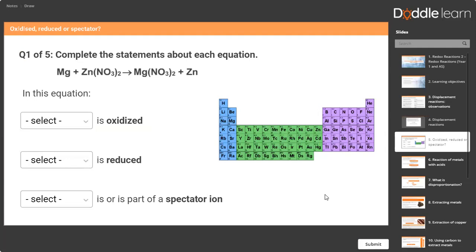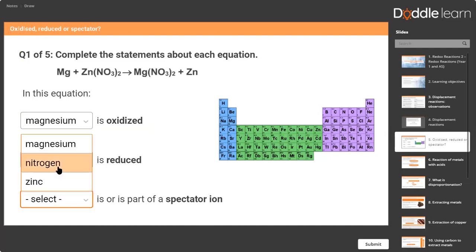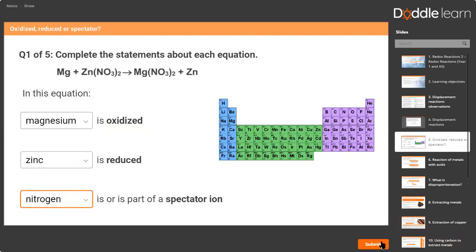So let's have a look at these then. We need to decide what is being oxidized, what's being reduced, and which one's a spectator ion. So what is being oxidized in this equation? Well, in this equation, magnesium is being oxidized, zinc is being reduced, and nitrogen is part of a spectator ion.